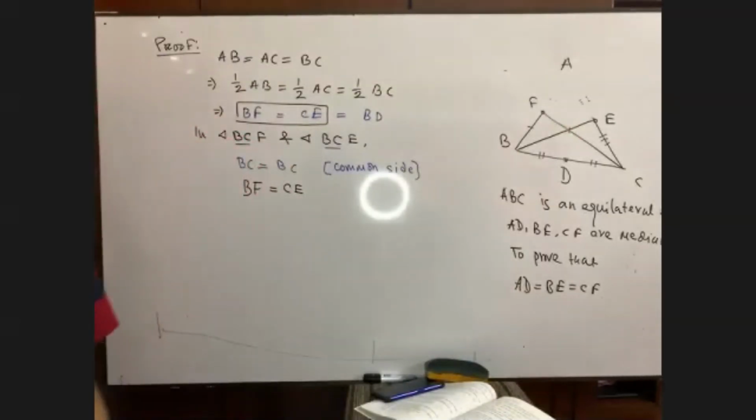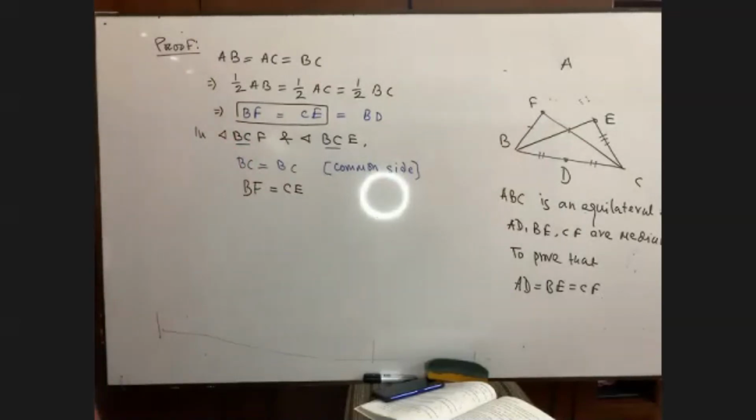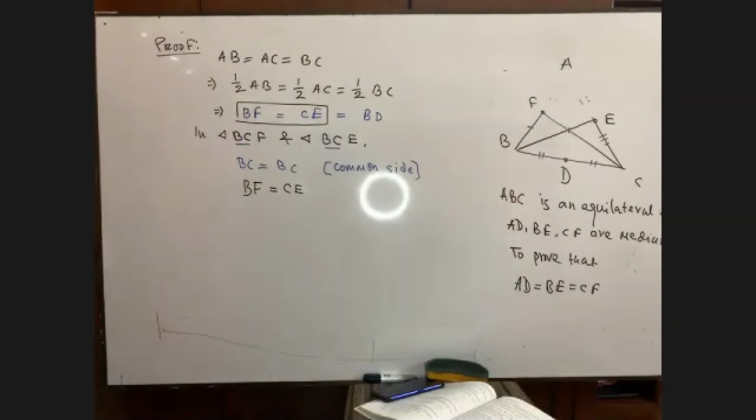Included angle B. No, sir. Vertically opposite. Okay, anyone else here? So I think transverse angle BFC equal to... no, not that. Sir, please give me one minute. I'm just thinking. BC equal to BC. What else is required here to make these two triangles congruent? Angle FBC equal to angle ECB, angle BFC is equal to angle BEC.